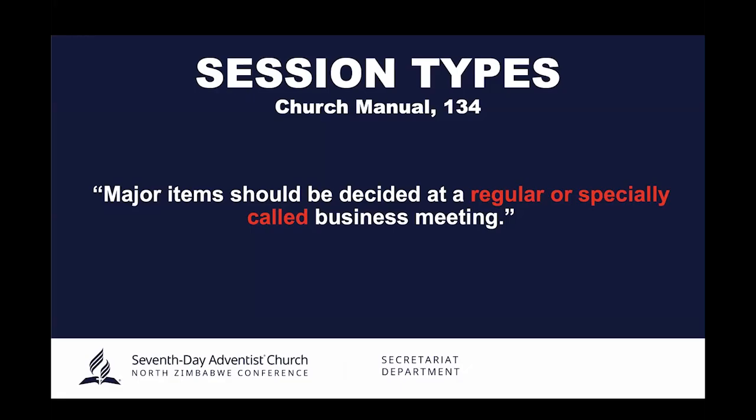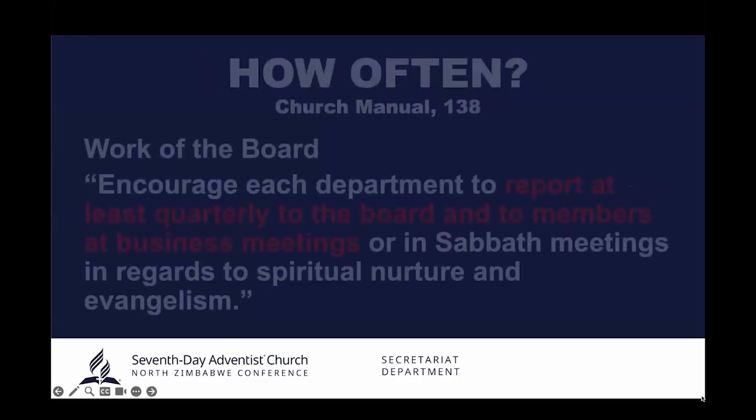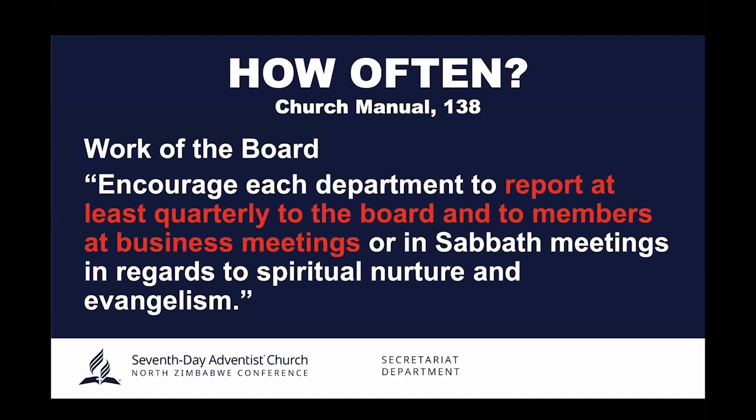The fact that they are regular business meetings means those are supposed to be expected. Preferably, it's best that we put them on our local church calendars, on our itineraries, because they are regular and are supposed to be done. And how often do we do these business meetings? According to page 138 of the church manual, under the section on the work of the church board, it says to encourage each department to report at least quarterly to the board and to members at business meetings or in Sabbath meetings in regards to spiritual nature and evangelism. This is one of the responsibilities of the church board, I think point number 8.